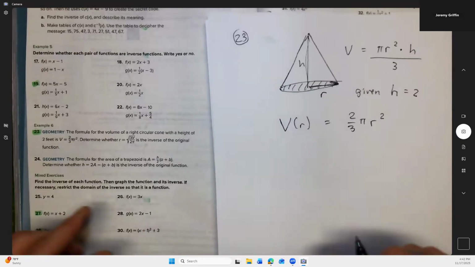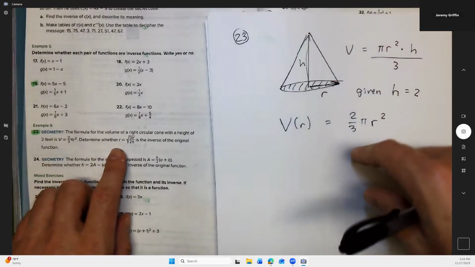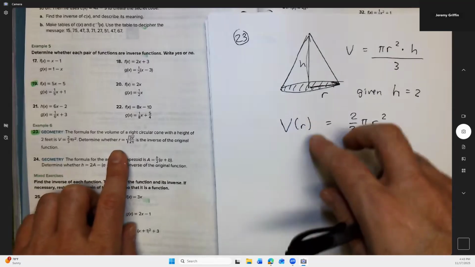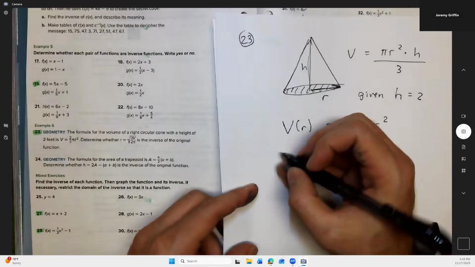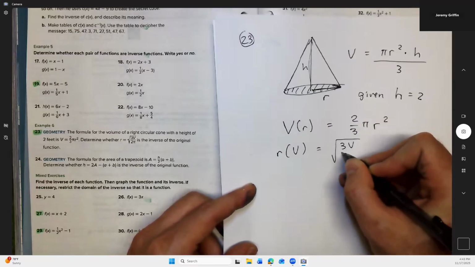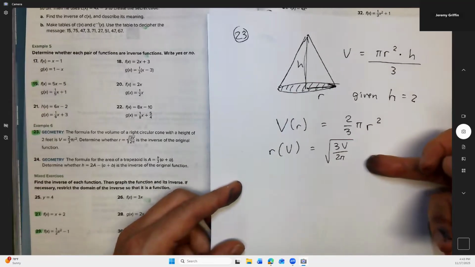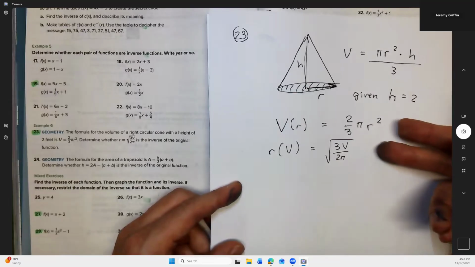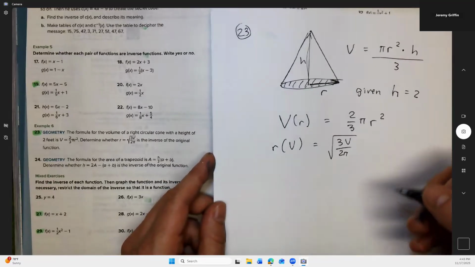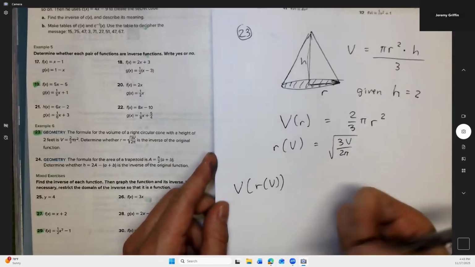Now, what if you wanted to go the other way around? Maybe you fill this with water, and then pour out the water and measure it. So now you know the volume. I wonder what the radius of the wide part of the cone is. They're saying radius as a function of volume is the square root of 3 volume over 2 pi. If this is true, and this is also true, then they should be inverses. If you take one function of the other function, it should just equal out. So what is volume as a function of radius as a function of volume? I should just get V out of this.